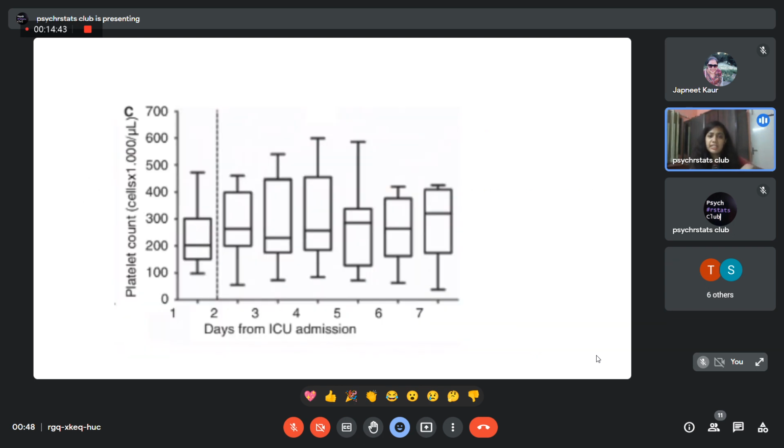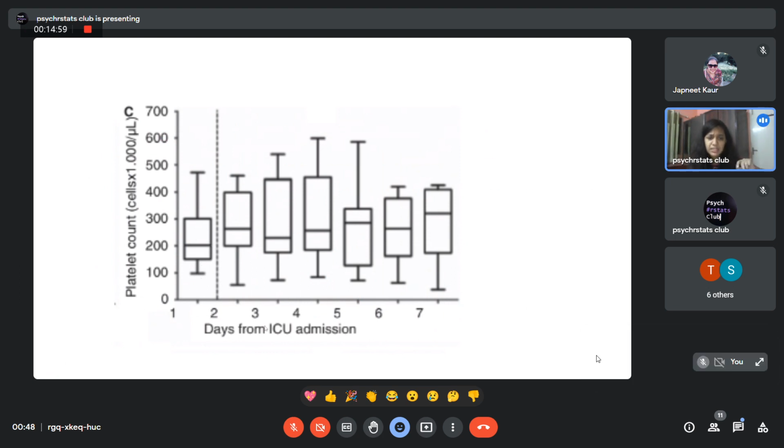And another way people look at descriptive statistics is by looking at different plots. You have already seen what a histogram looks like. This is a box plot. A box plot shows you where the median lies. So these are the medians.